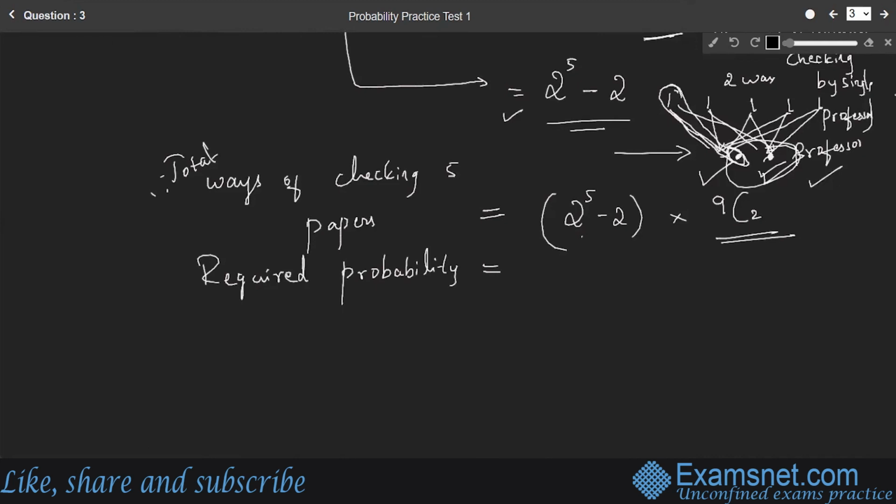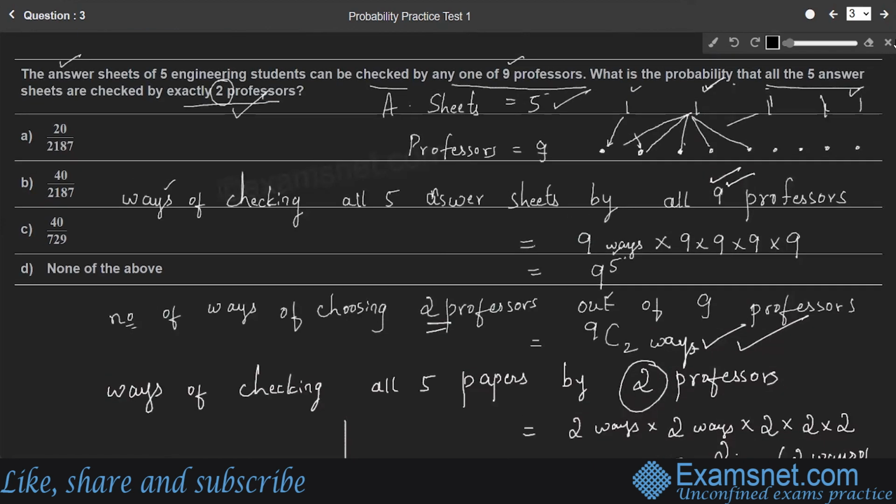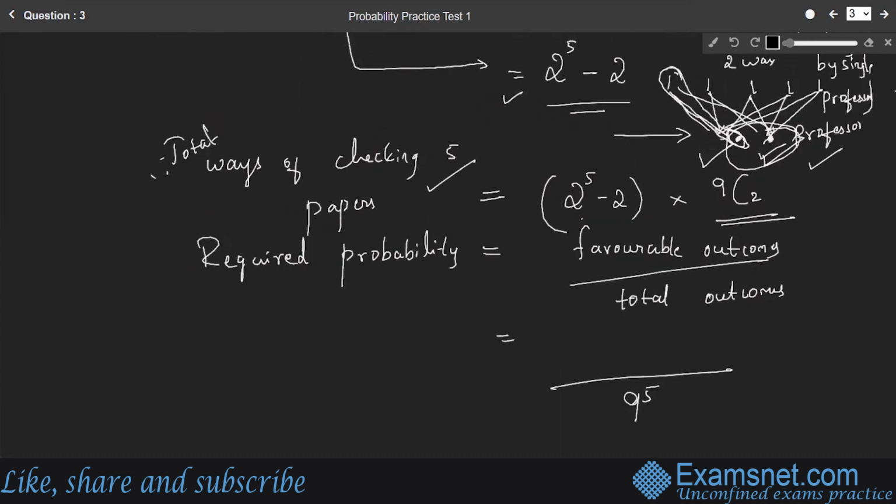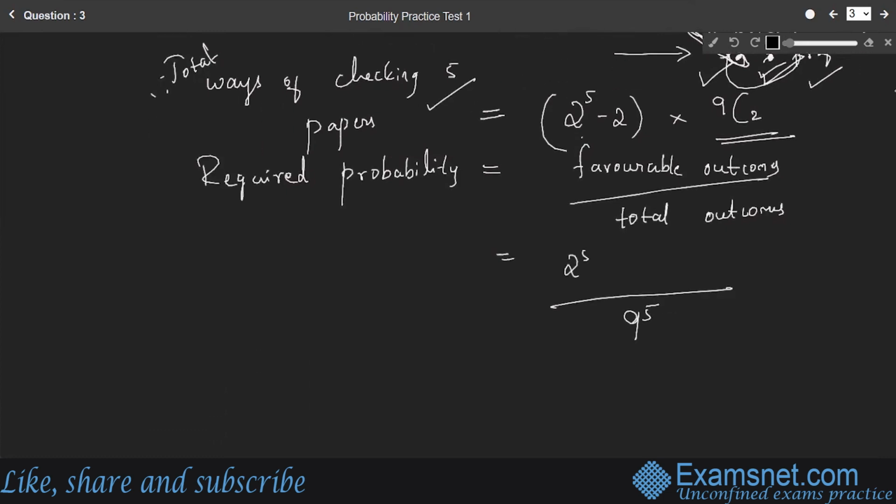is equal to, by the formula, favorable outcomes divided by total number of outcomes. I am mentioning the formula: favorable outcomes divided by total number of outcomes. Here, the total number of outcomes is the total number of ways of checking all 5 answer sheets by all 9 professors, which is 9 raised to 5. In how many ways can all the sheets be checked by all the professors? In that, the favorable ways are 2 raised to 5 minus 2 into 9C2 ways of checking 5 papers by only 2 professors.